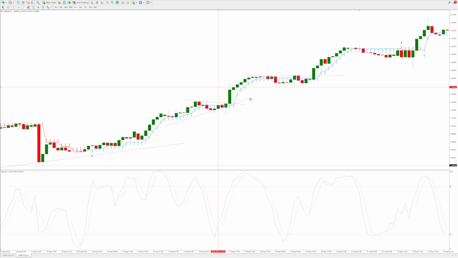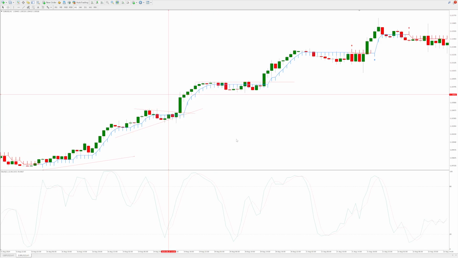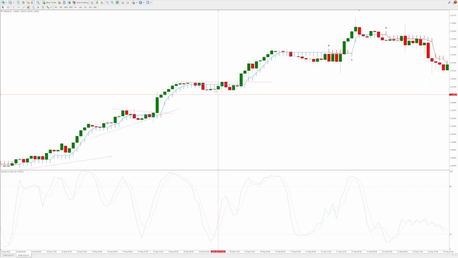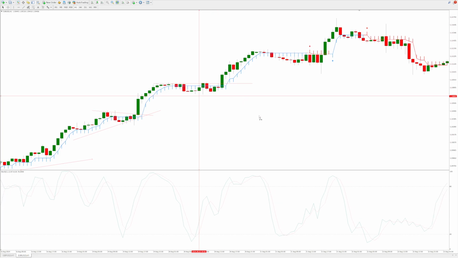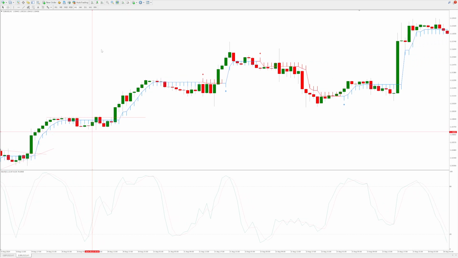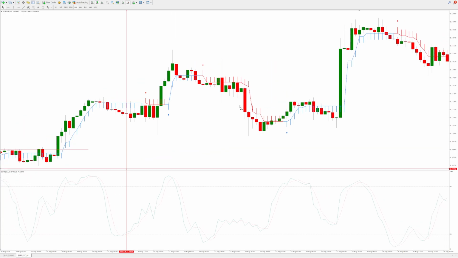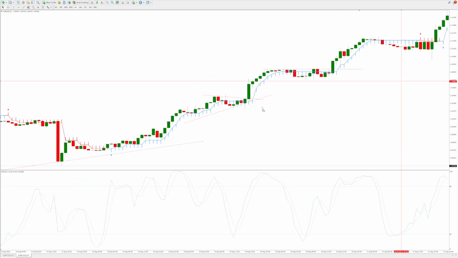In fact, that's a nice wedge pattern. So again, stochastic crossover in the oversold zone there. Could have been preparing the entry based on the breakout of this resistance level. So on, another one. Again, the stochastic would have been before this half trend indicator changeover. As I said, it can be lagging at times.